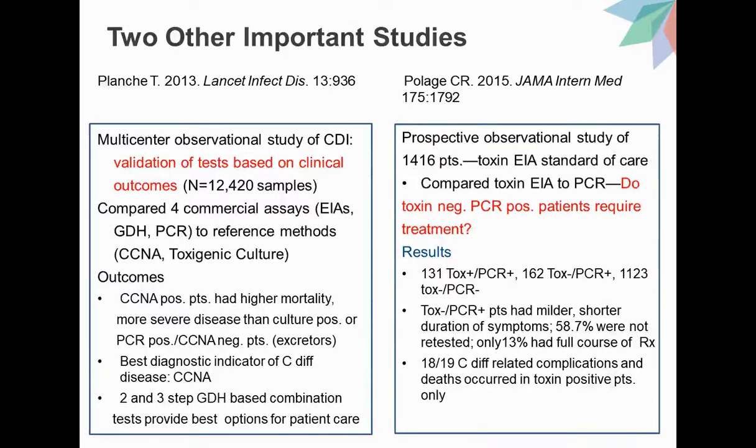58.7% of those patients were not retested, indicating that the physician likely thought that they didn't have disease in the first place, and then only 13% actually received a full course of treatment in spite of the negative toxin test. 18 of 19 C. diff-related complications and deaths occurred in toxin-positive patients only, although there was 1 death in a patient who was toxin-negative PCR positive who did not get treated because of that test.